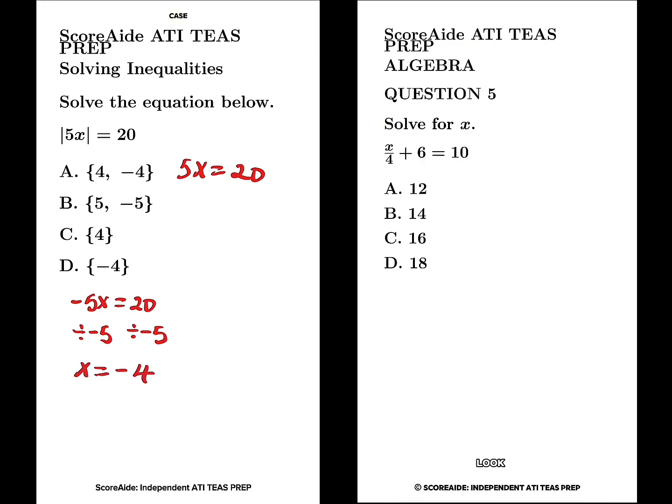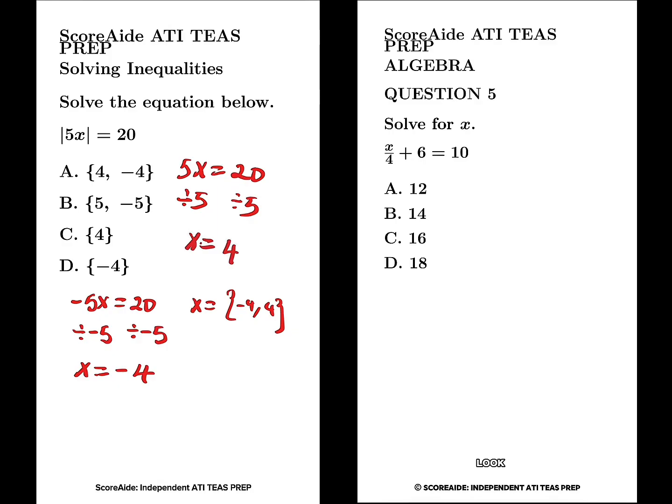Now in this case, we are going to divide both sides by 5, and x here is going to be equal to what? 20 divided by 5, which is 4. So our solution would be x equal to negative 4, 4. So that would be the values of x, right? So negative 4, 4.